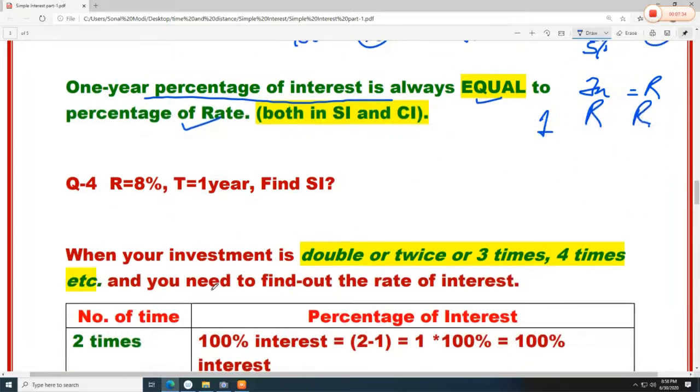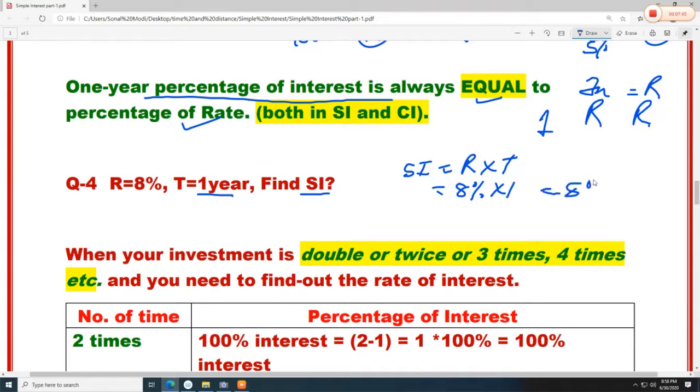For example, if the rate is 8% and time is 1 year, what is the simple interest? Simple interest is equal to R into T. So 8% into 1, so it is 8%. So it is equal to R.